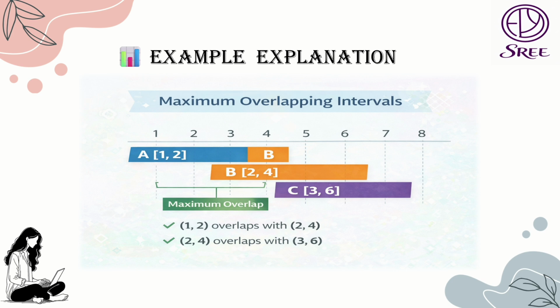these intervals overlap. Interval 1 is from 1 to 2, interval 2 is from 2 to 4, and interval 3 is from 3 to 6. Between 1, 2 and 2, 4, the overlap is 2, and between 2, 4 and 3, 6, the overlap is also 2. So the maximum overlapping intervals at any point is 2. So we get the output as 2.